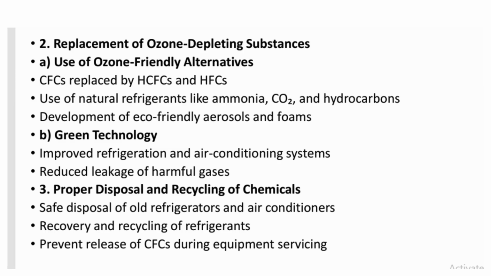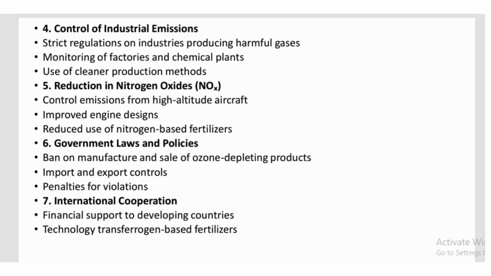Second, green technology: improve refrigerator and air conditioning systems, and reduce leakage of harmful gases. Proper disposal and recycling of chemicals: safe disposal of old refrigerators and air conditioners, recovery and recycling of refrigerants, and prevent the release of chlorofluorocarbons during equipment servicing. Control of industrial emissions: strict regulation on industries producing harmful gases, monitoring of factories and chemical plants, and use of cleaner production methods.